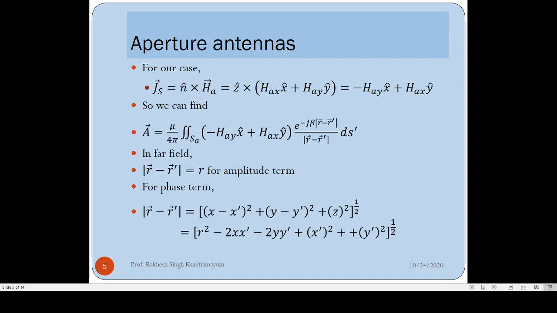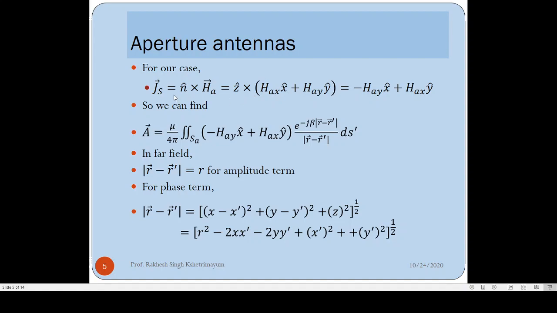So let us find what is the electric current density. Electric current density is n cross H. So now, since our aperture was confined in the xy plane, let us assume that the magnetic field has two components, one is the x component, one is the y component. And normal to the xy plane is the z axis, so z hat. So you do the cross product of z hat with the magnetic field intensity, you will get two components of the electric current density, x component and y component. X component is minus Hy and y component is Hx.